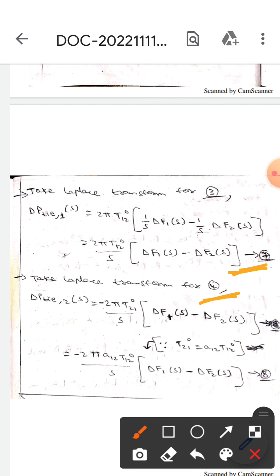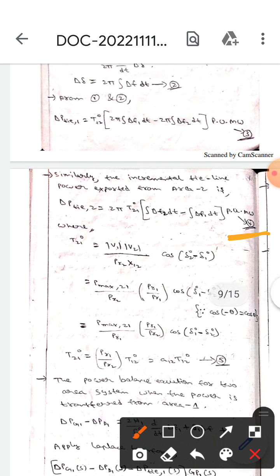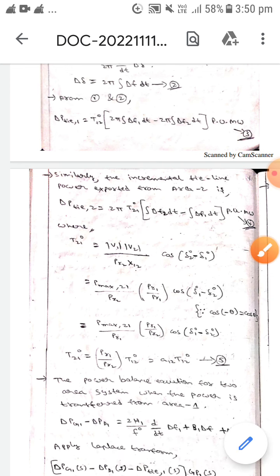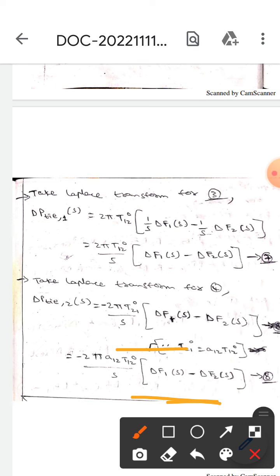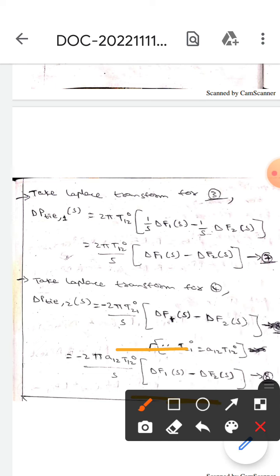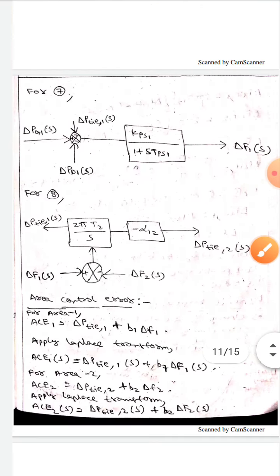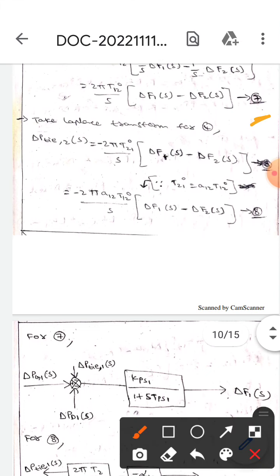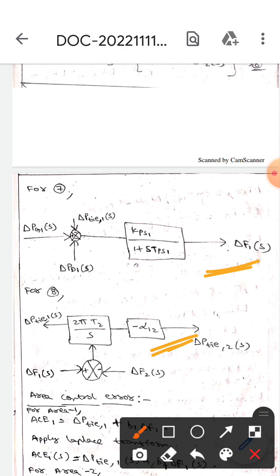If you apply Laplace transform for equation 4, then you will get this whole equation, let it be equation 8. Then for equation 7, this is the block, whereas for equation 8, this is the block, we can draw like this.